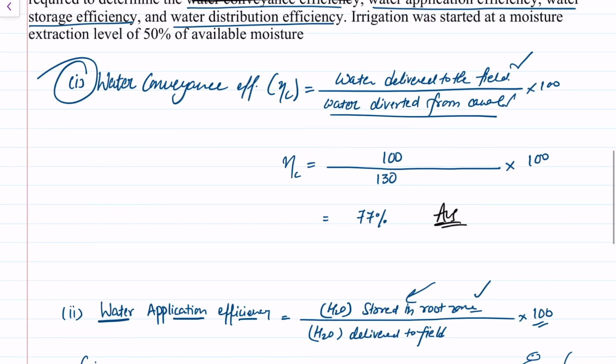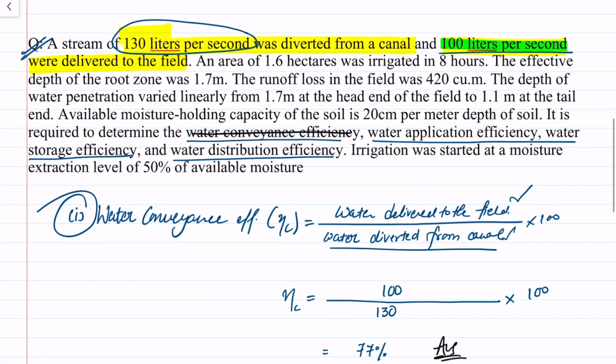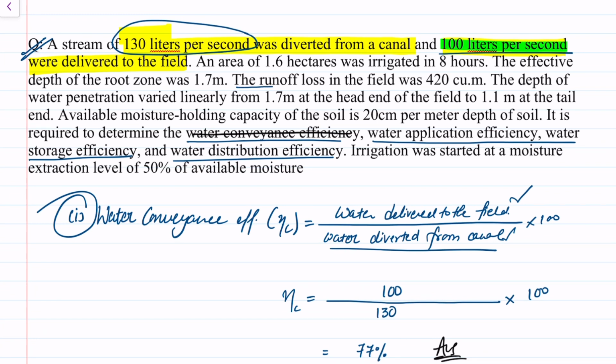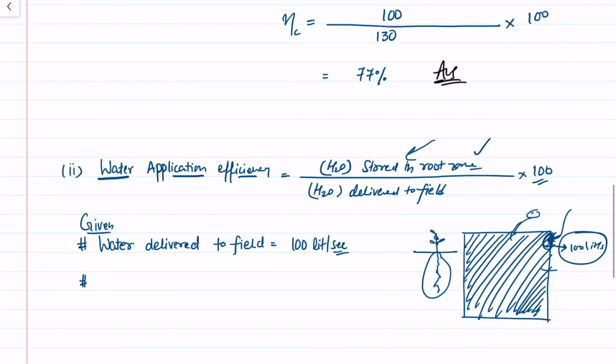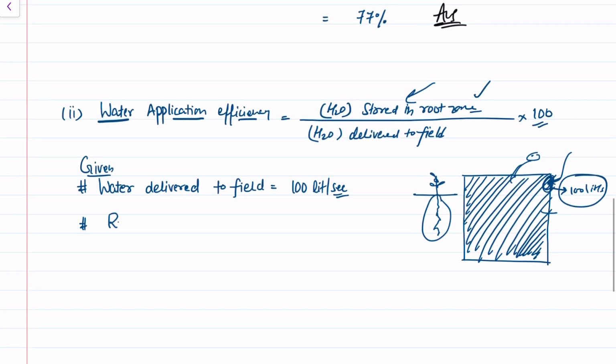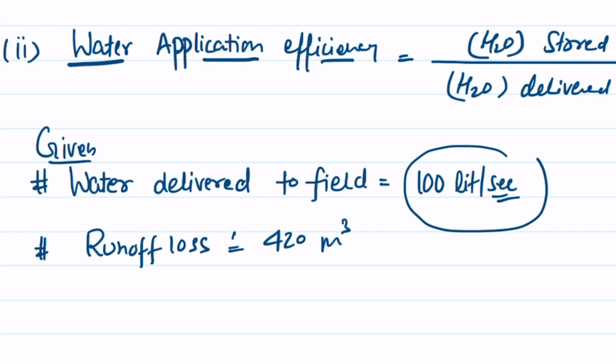So let's see if we are given some losses. Yes, we have been provided with a parameter. The runoff loss in the field was 420 meter cube. This is the runoff loss. All right. Here we see that the unit is 100 liters per second, while the runoff loss is 420 meter cube. Correct.